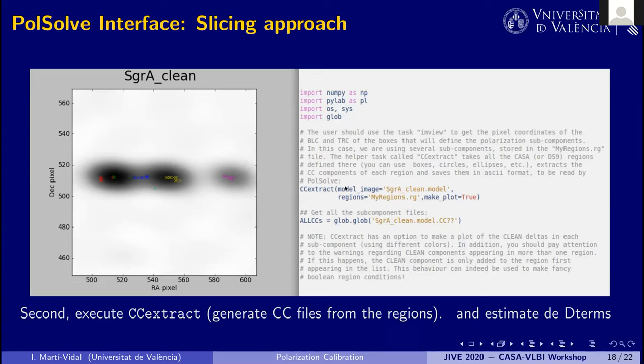Okay, so CC extract generates a set of ASCII files that you can feed into PolSolve. This is the list of CC files generated by CC extract. I think the best way to learn this is to do it, and you will see the details of all the files being generated. This list is then given to PolSolve.